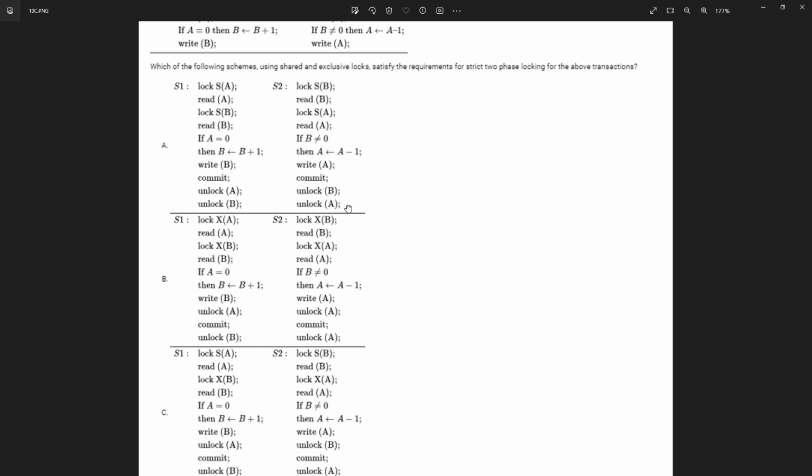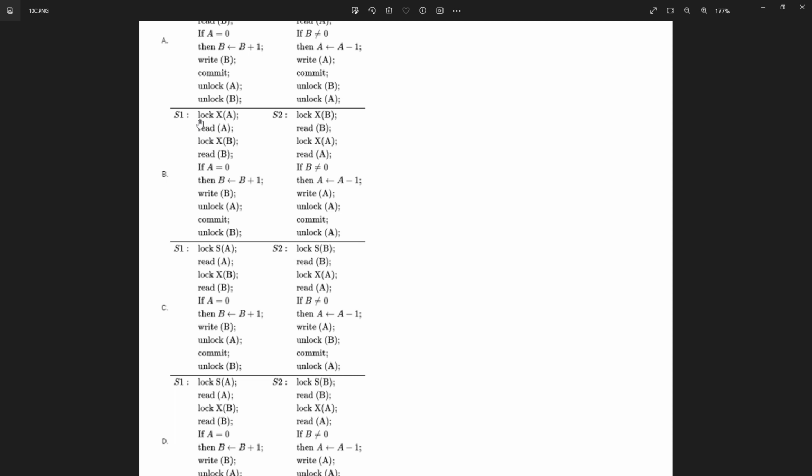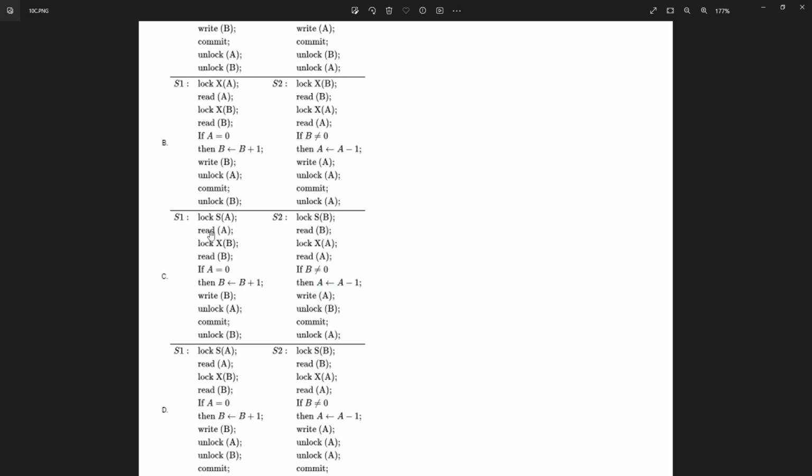If you observe the first one, S1, I think all are going to be lock, then all are going to be unlock. S2, all are going to be lock, and all are going to be unlock. So with that point, we cannot eliminate. What about S1 and S2 of option B? Lock, and then unlock. So I think they haven't given anything with respect to this option elimination.